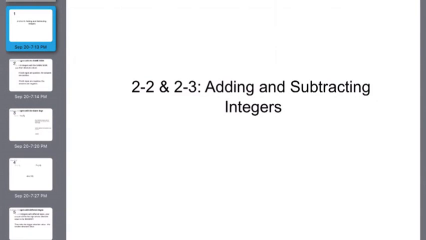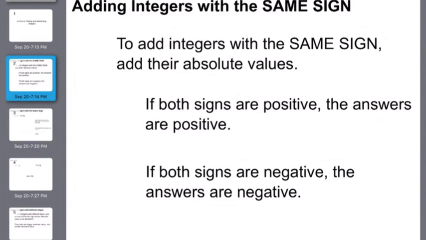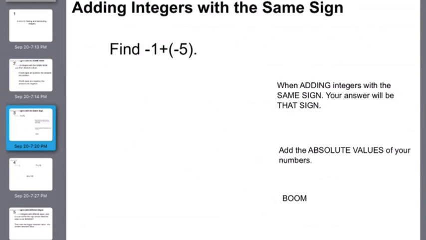Welcome to Chapter 2, Lessons 2 and 3, Adding and Subtracting Integers. So when you're adding integers of the same sign, you add their absolute values. And then if both of the signs are positive, your answer is positive. If both of the signs are negative, your answer will be negative.